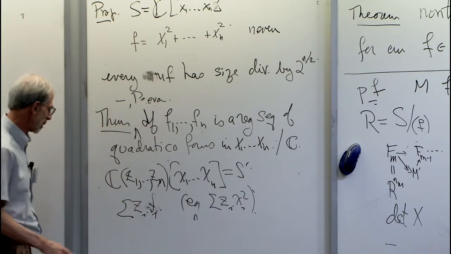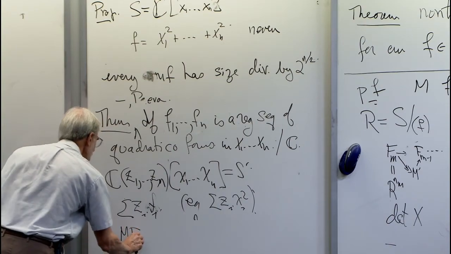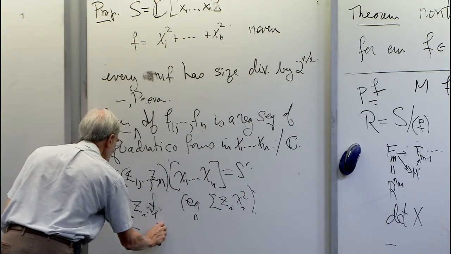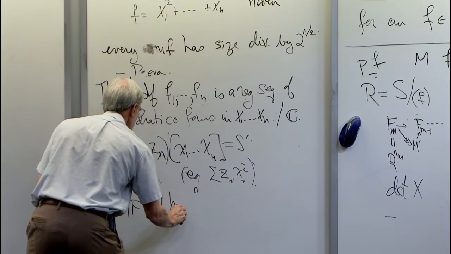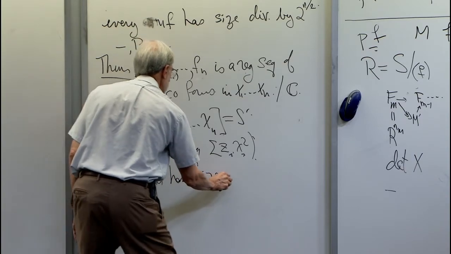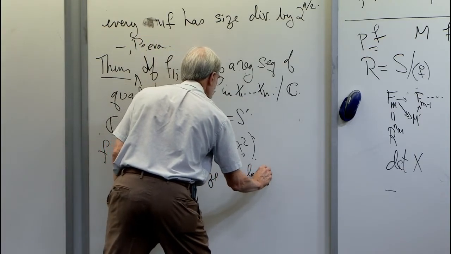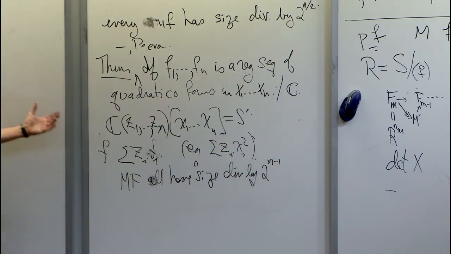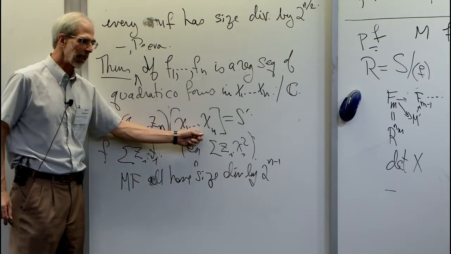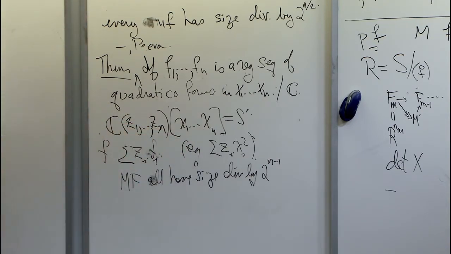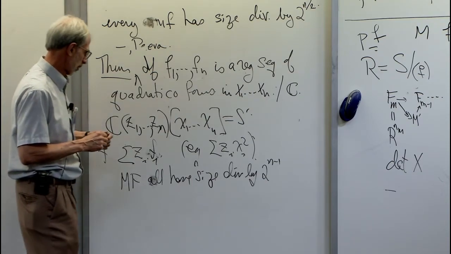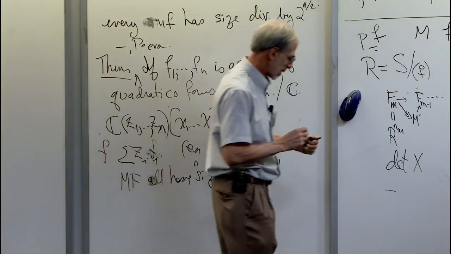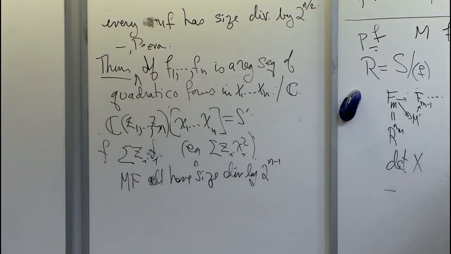2 to the n minus 1. MFs of the big F all have size divisible by 2 to the n minus 1. And that should be the situation for sufficiently generic polynomials in n variables of any degree. So the question is, one question is, is that true? Or something a little weaker maybe for the permanent. So maybe that's a good place to stop and see if anybody has questions.